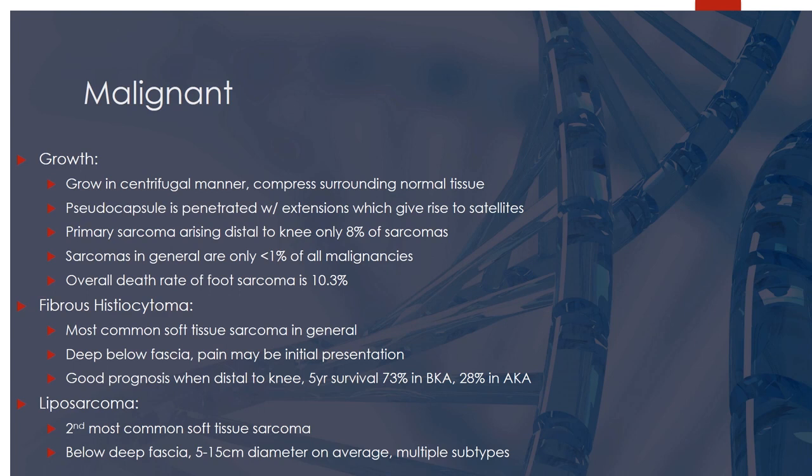And talking about the different types of malignant soft tissue lesions, a fibrous histiocytoma is the most common soft tissue sarcoma overall. It's located deep below the deep fascia. Oftentimes we don't find these until there's initial diagnosis of pain that's causing the presentation. The prognosis gets better when it's distal to the knee. You can see the varying survival rates here at 5 years. A liposarcoma, this is the second most common cause of a soft tissue sarcoma. It's also deep below the deep fascia. There's many different subtypes.